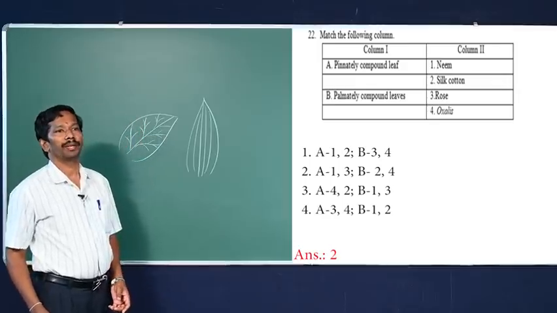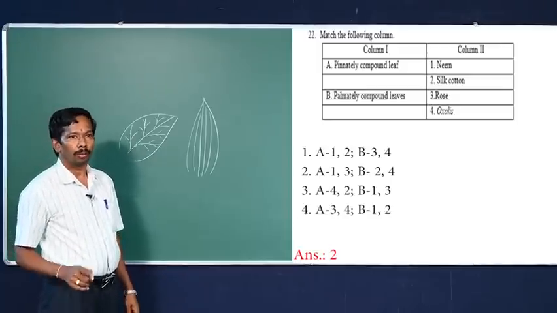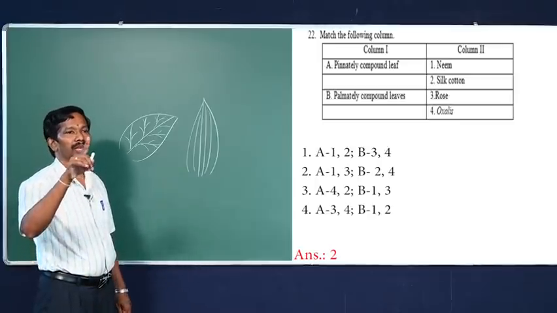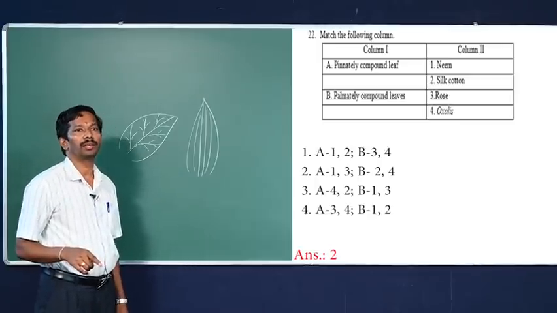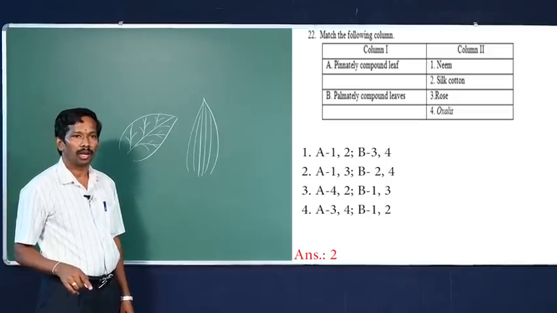Match the following question. Pinnately compound and palmately compound leaves with examples are given. The answers are direct: the pinnately compound leaf is associated with neem and rose, and the palmately compound leaf is associated with silk cotton and oxalis.